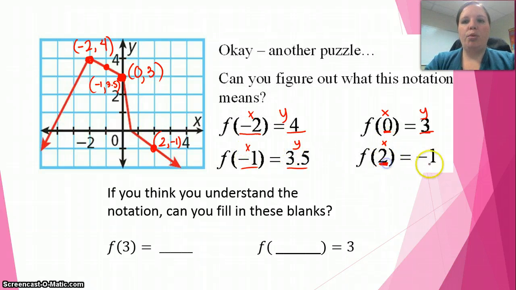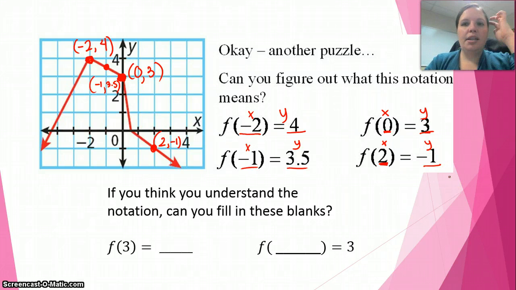So when we look at this function notation, what you really want to think about at this point is, okay, what's in that parentheses is your x value. What it's equal to is the y value. So what it's really doing is just listing out points.